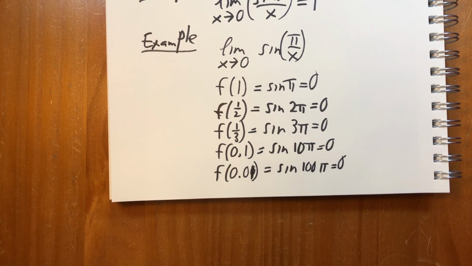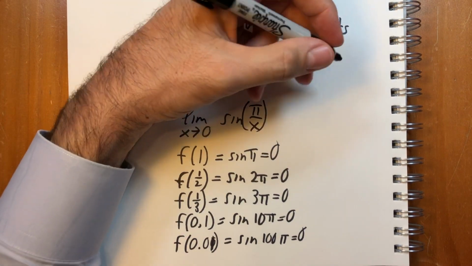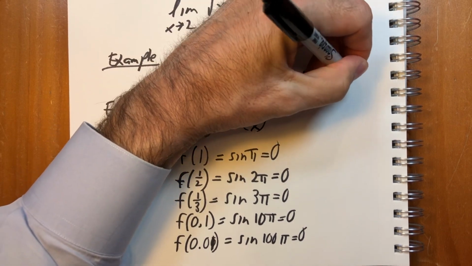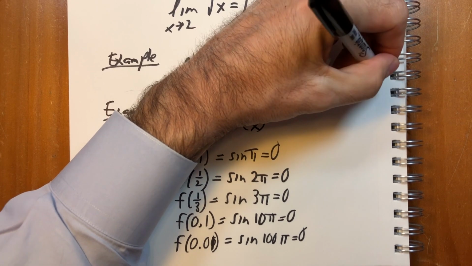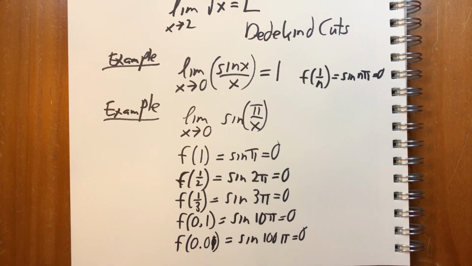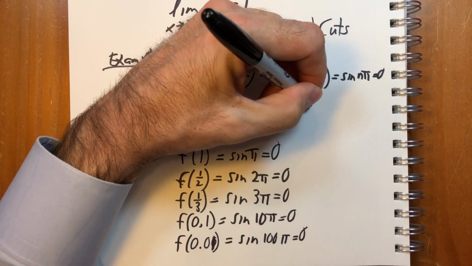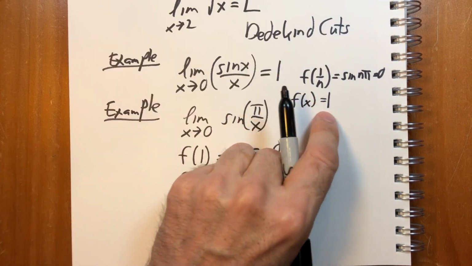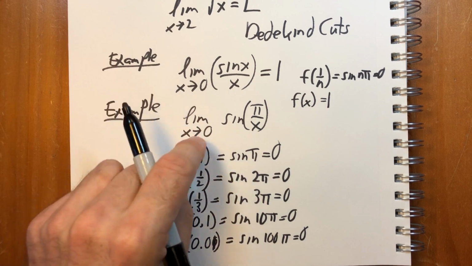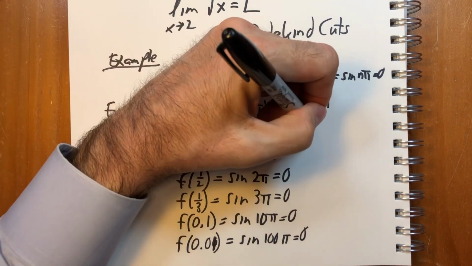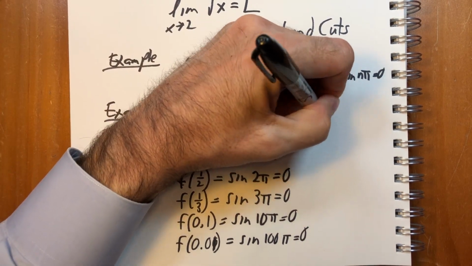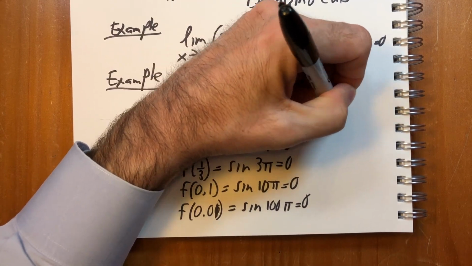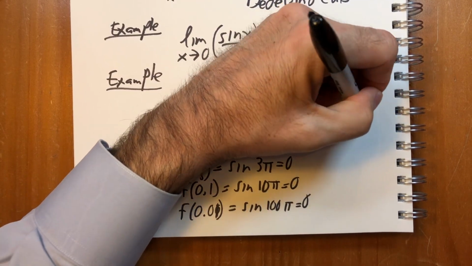It's not true. Although it is true that f of 1 over n equals sine of n pi equals 0 for any value of n, it's also true that f of x equals 1 for infinitely many values of x that approach 0. It just depends on which values you look at. In fact, sine of pi over x equals 1 whenever pi over x equals pi over 2 plus 2n pi.